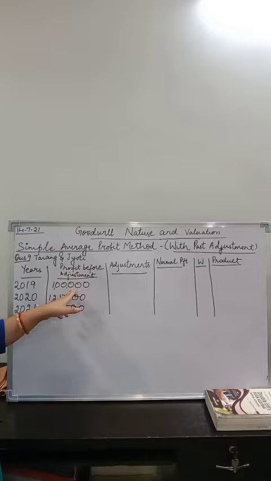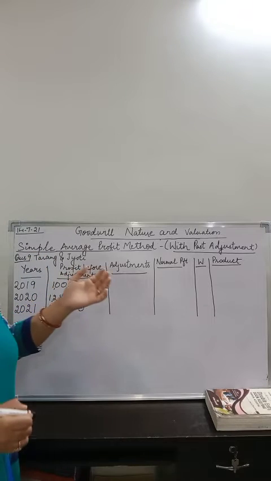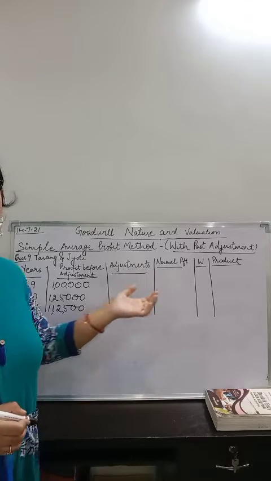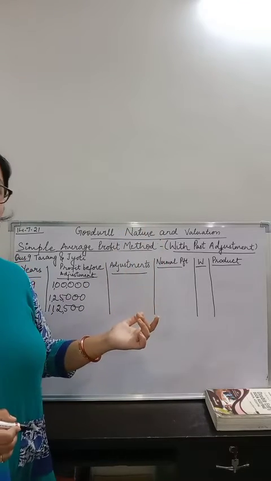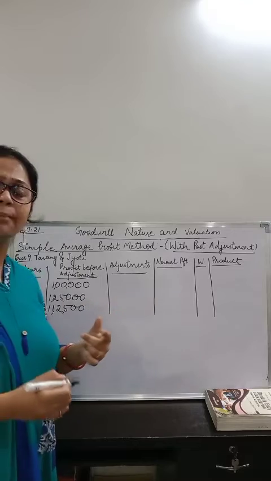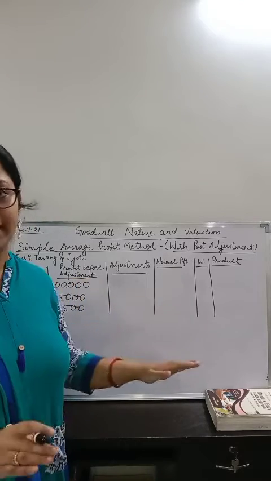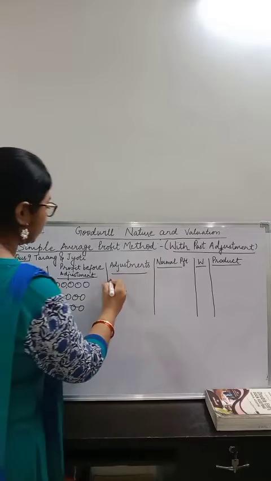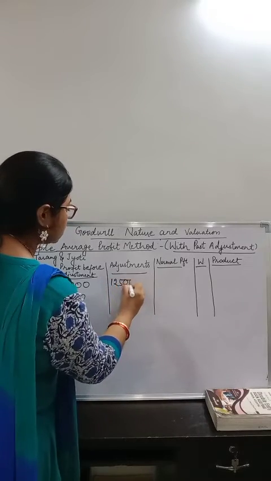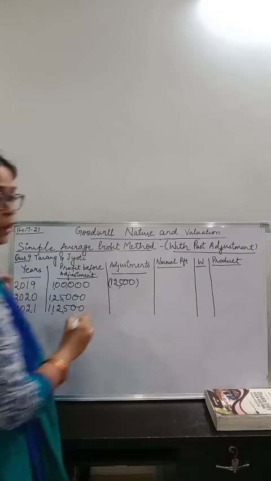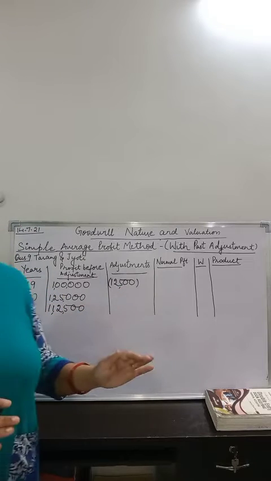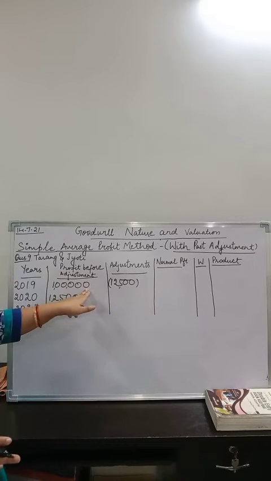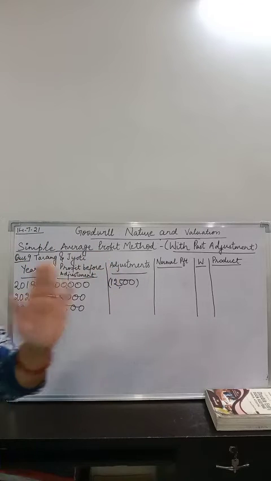Let us check what they say about 2019. They say this amount includes an abnormal gain of 12,500. Now since an abnormal gain was added, as per the table which I had shared with you, if there is any abnormal gain which will not be there in the coming years, then you should subtract it. So this 12,500, which is not a usual gain for the business, has to be subtracted from 1 lakh.